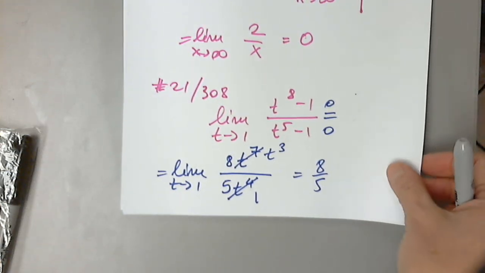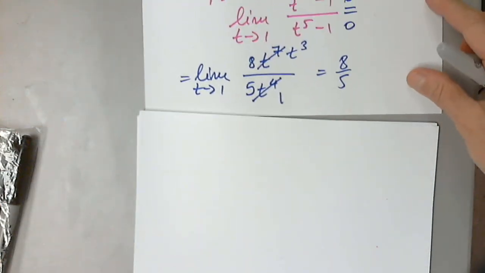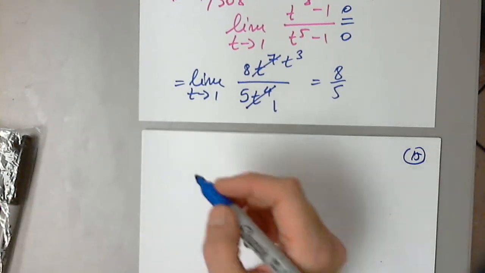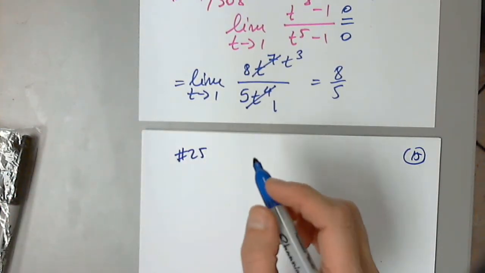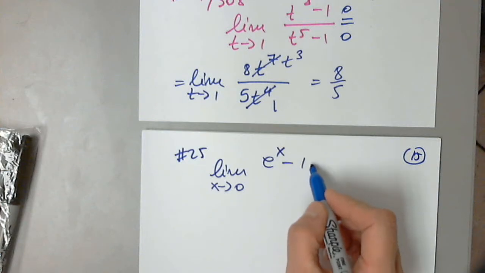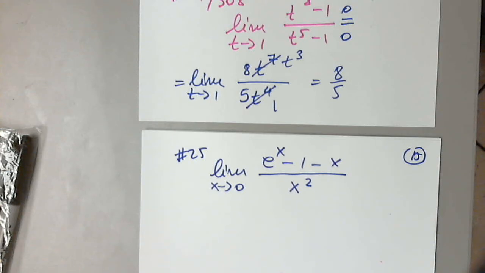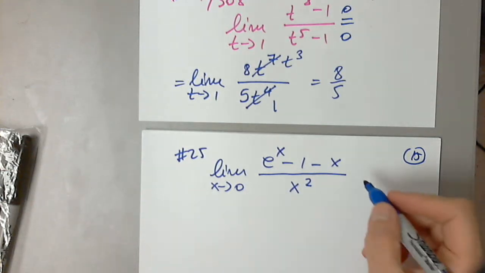25. Any questions? Is this okay? 25. Limit as x approaches 0 from e to the x minus 1 minus x, everything divided by x squared. Let's see what this is. I'm hoping for 0 over 0 or infinity over infinity. Yeah. Which one? 0. Very good. It is indeed 0 over 0.